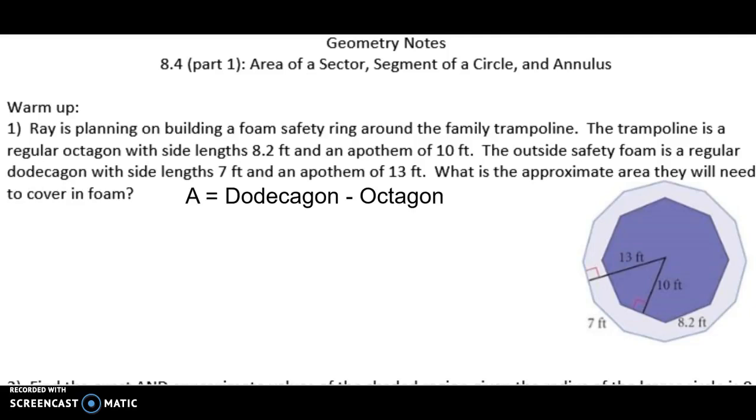Welcome to the 8.4 notes. We're going to get started with the warm-up here. Feel free to pause it anytime to practice the steps yourself.